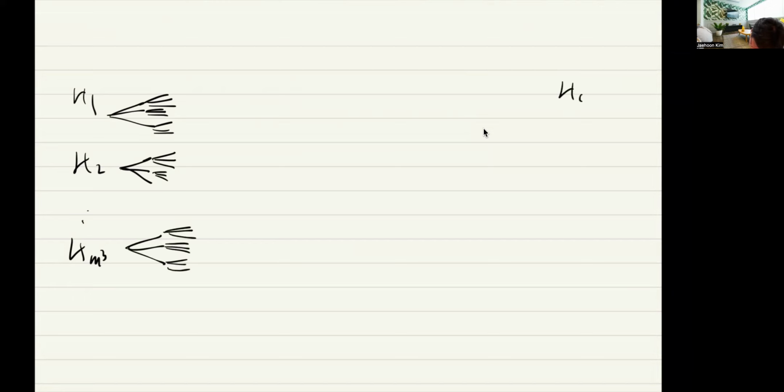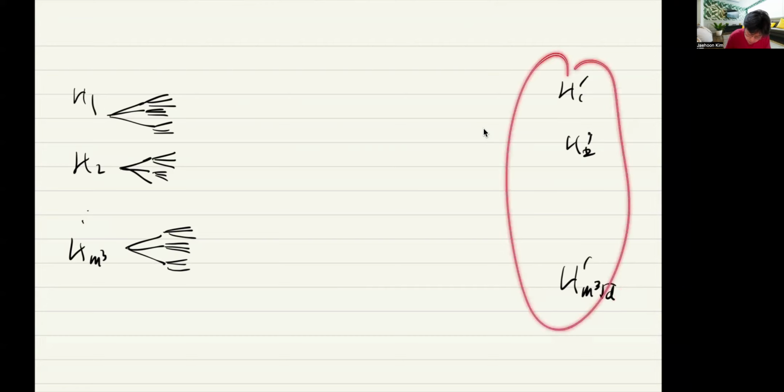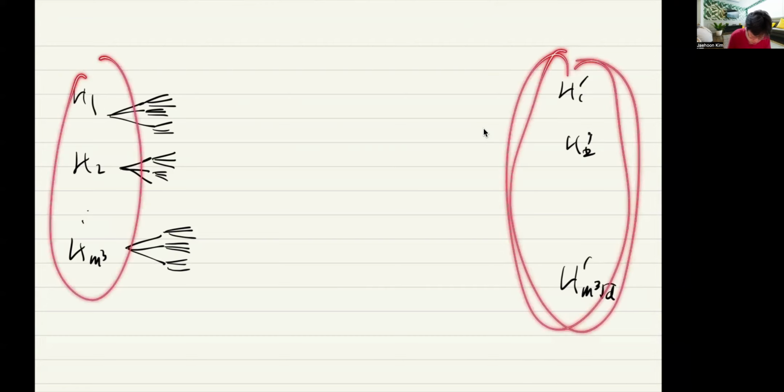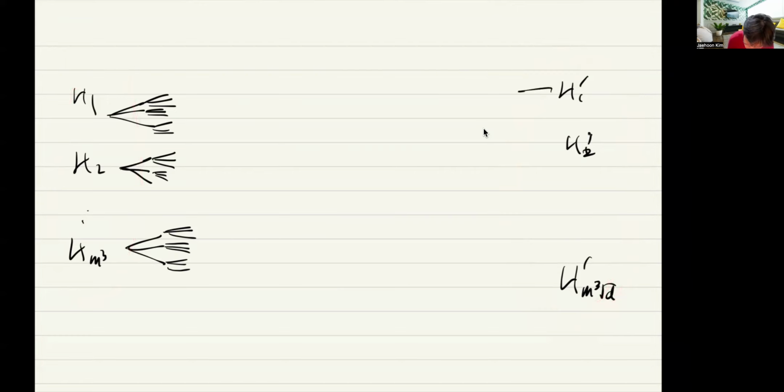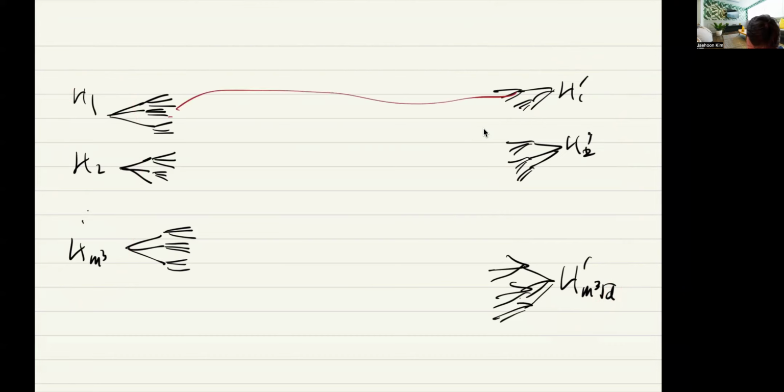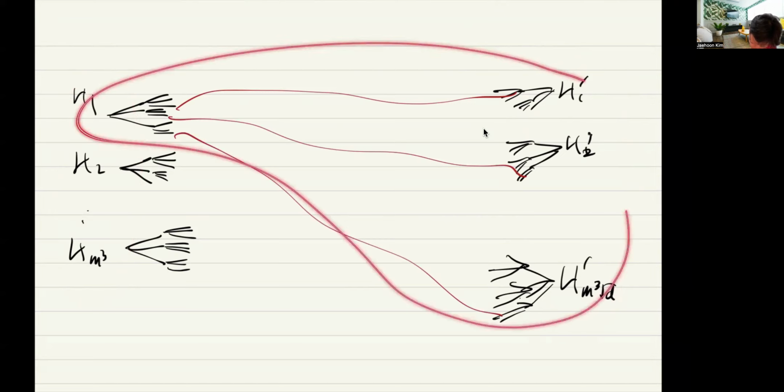And here, H1 prime, H2 prime, and HM cube square root of D prime. So you can see that here, this is a smaller hop, but there are many. This is a bigger hop, there are a smaller number. And how do you find the unit? You want to find the paths that connect many of them, and then that will give us the unit.